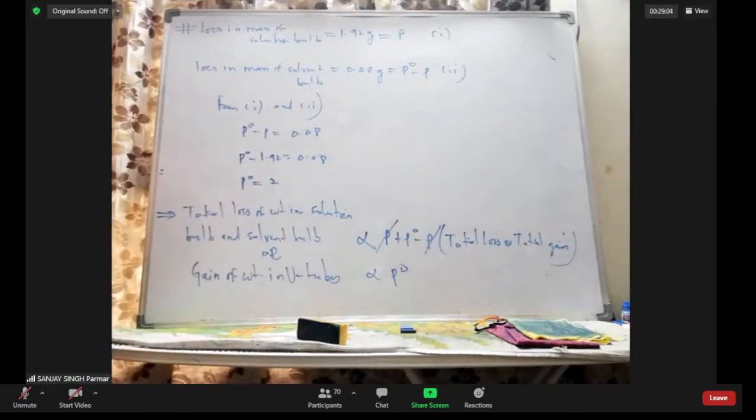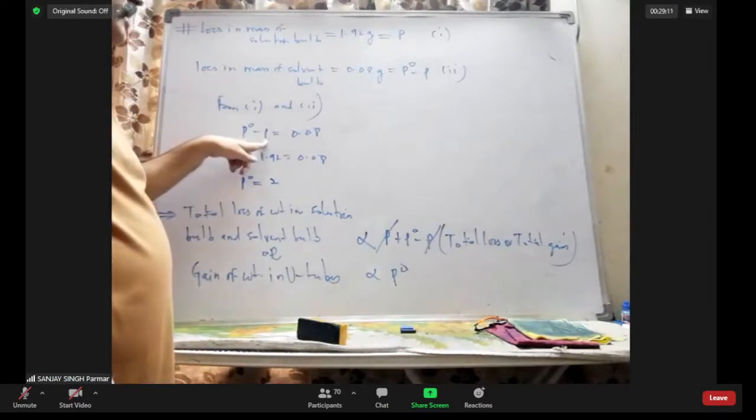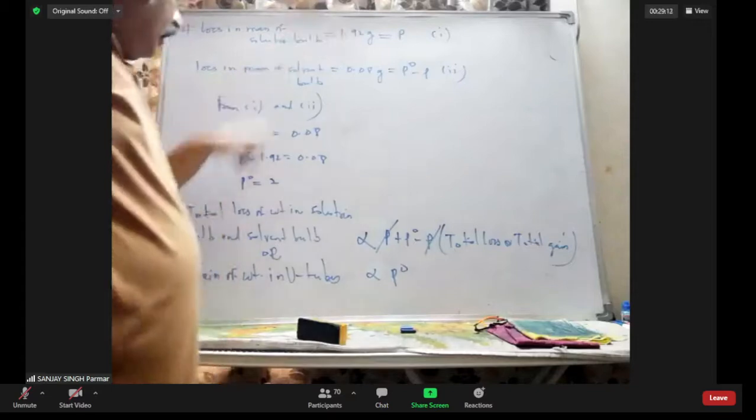Can I say 2? Yes, sir. From this we got P naught. We are having P naught minus P, and we are having P, so we got P naught.